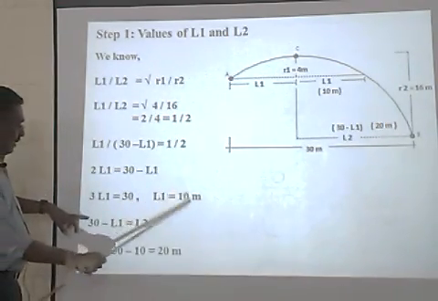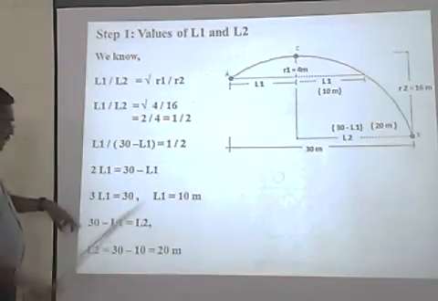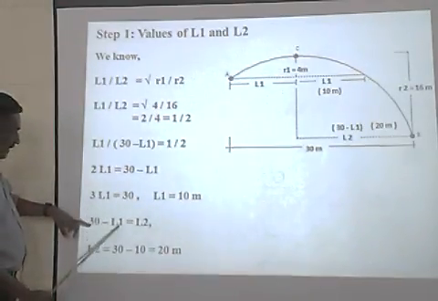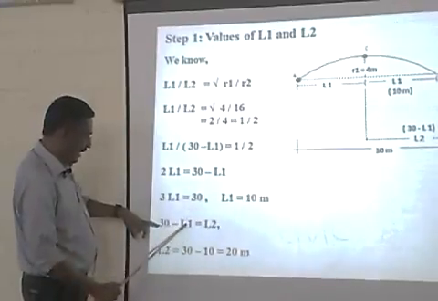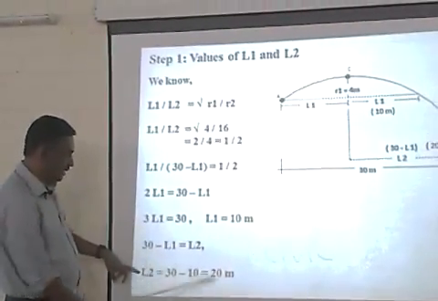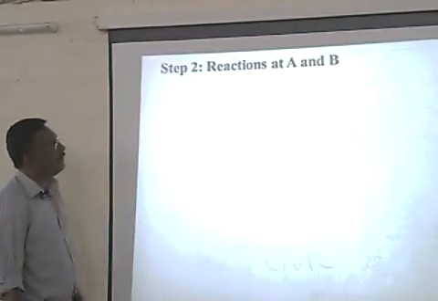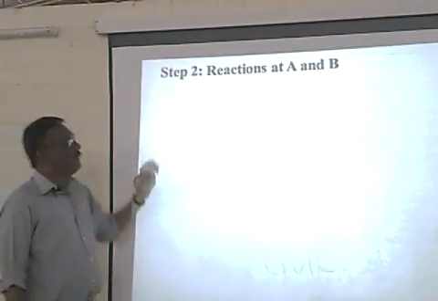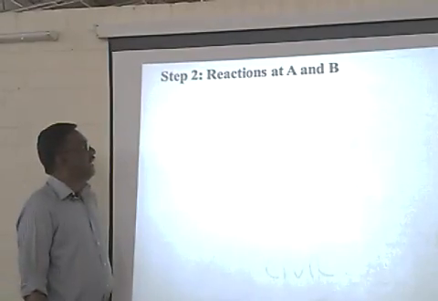We have got the value of L1. Let us substitute the value of L1 in this equation, 30 minus L1 is equal to L2. Putting the value 10 for L1 here, we get the value of L2 as 20 meters. Now the second step is to calculate the reactions at A and B.